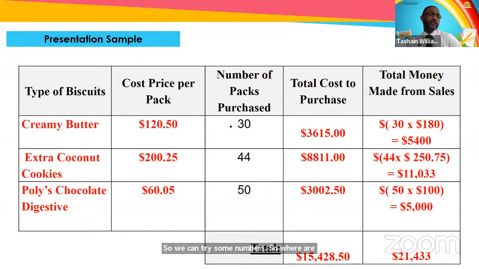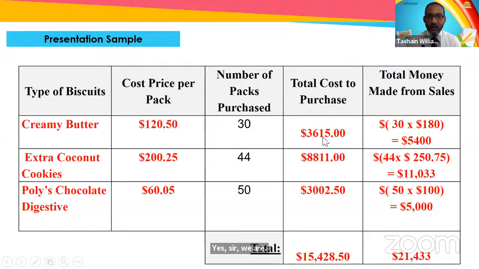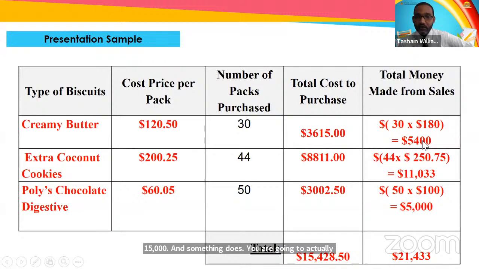So if you try 30 this time again, it's going to cost you $3,615, right? But how much money are you going to make from it? So when you spend $3,615, right? Are you seeing my mouse on screen here? Yes, sir, we are. All right. Good. So you're seeing my mouse on screen here. So when you spend 3,615 out of your 15,000 and something dollars, when you sell them, you're going to make 5,400.